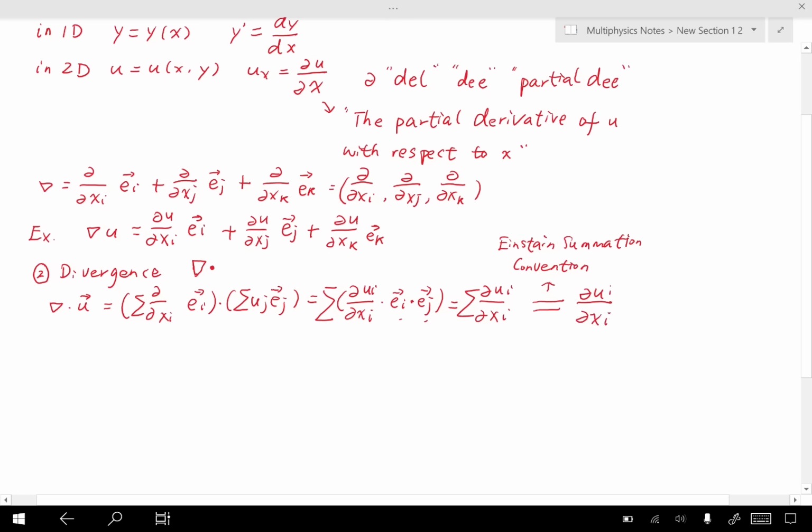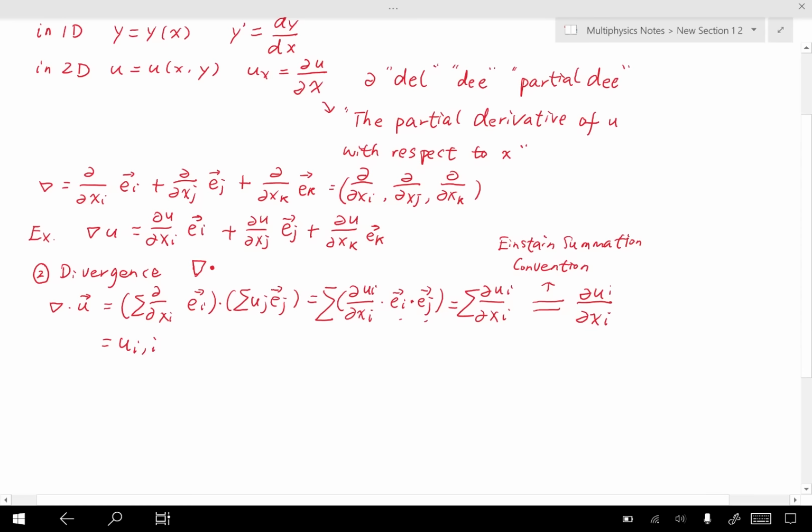So some people try to write it in another way. Some people write it in a simple way like this. So this is divergence.